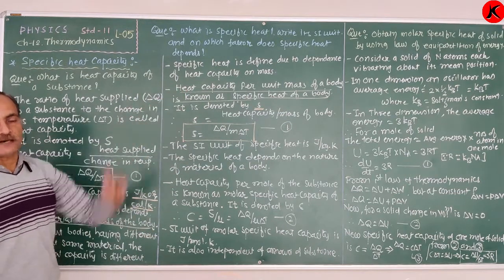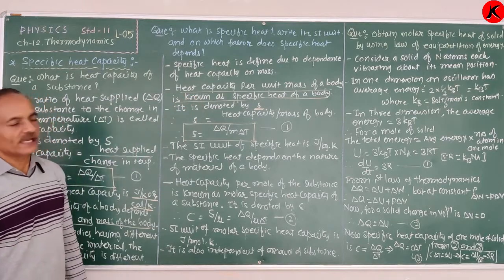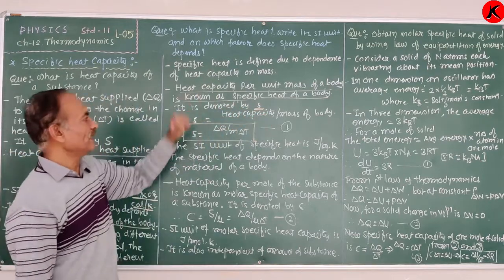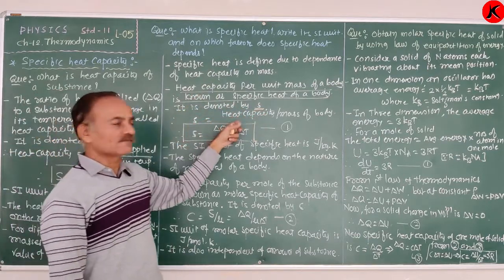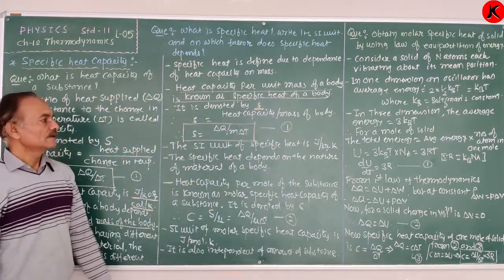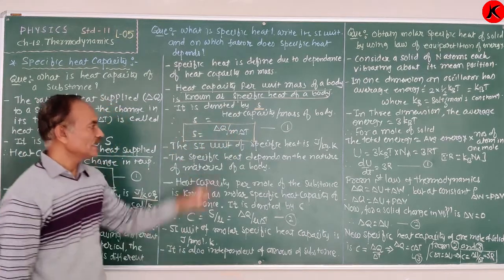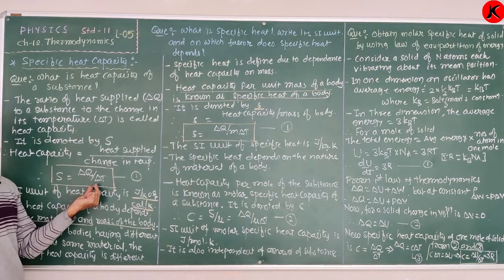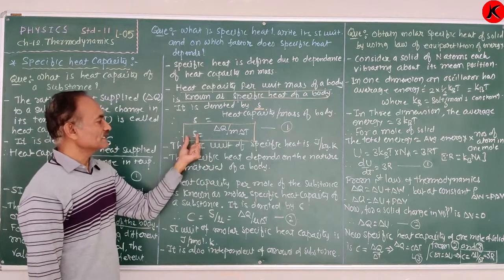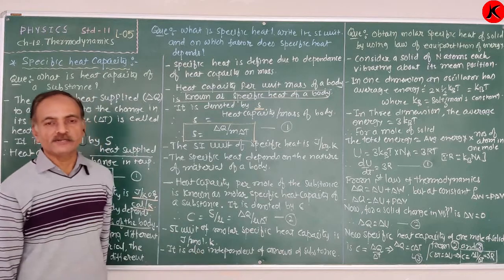Again, the heat capacity per mass of a body is known as specific heat capacity of the body. It is denoted by small s. From the definition, the specific heat capacity is equal to heat capacity divided by mass of the body. Therefore, s is equal to delta Q upon m delta T, because the heat capacity is equal to delta Q by delta T, divided by m. Thus, we obtain specific heat capacity small s is equal to delta Q upon m into delta T.